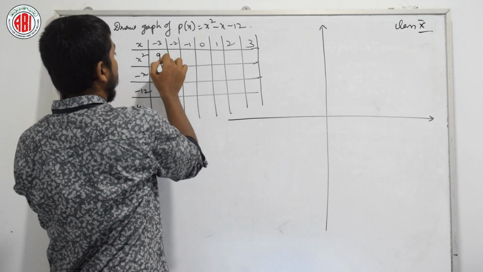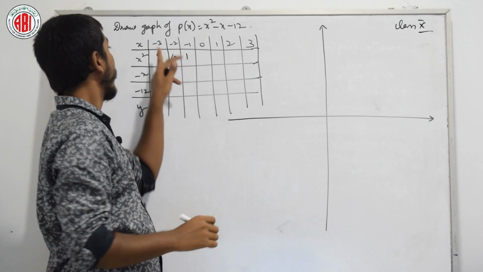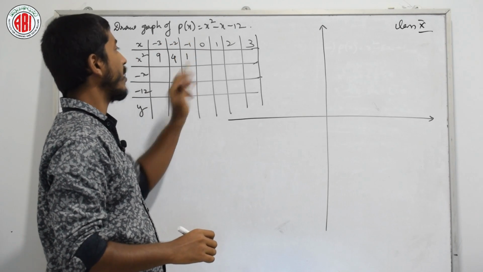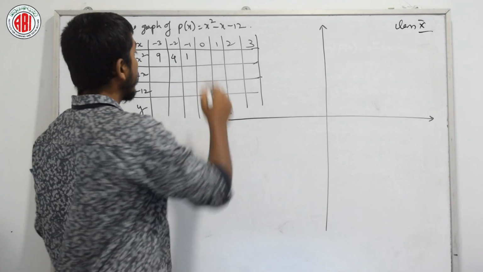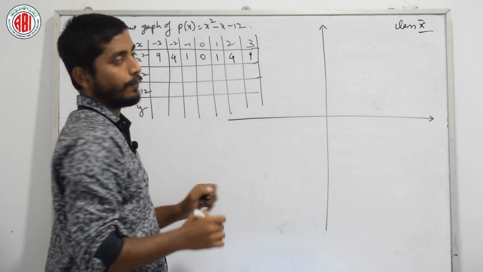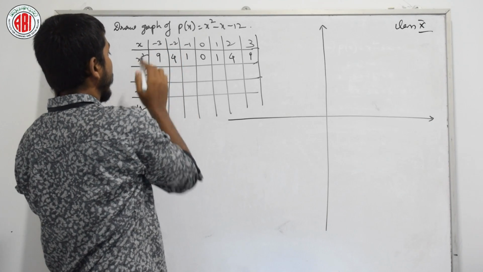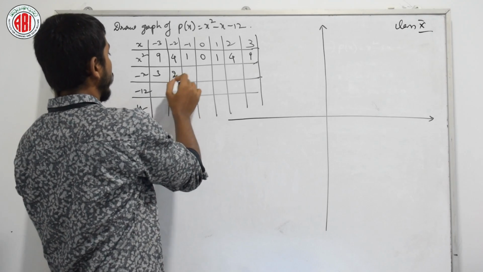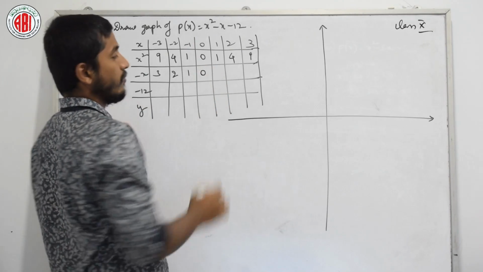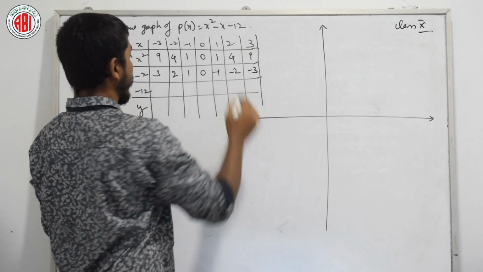Minus 3 square is 9, minus 2 square is 4, minus 1 square is 1. Hope you remember, negative term square will be always positive, and 3 square is 9, 2 square is 4 and 1 square is 1. Right? 0 square is 0, 1 square is 1, 2 square is 4 and 3 square is 9. Is it okay? Next, minus x. Negative of negative 3 is plus 3. Minus of minus 2 is plus 2. Minus of minus 1 is plus 1. Minus of 0 is always 0. Okay. Next, minus 1, minus 2 and here it is minus 3.